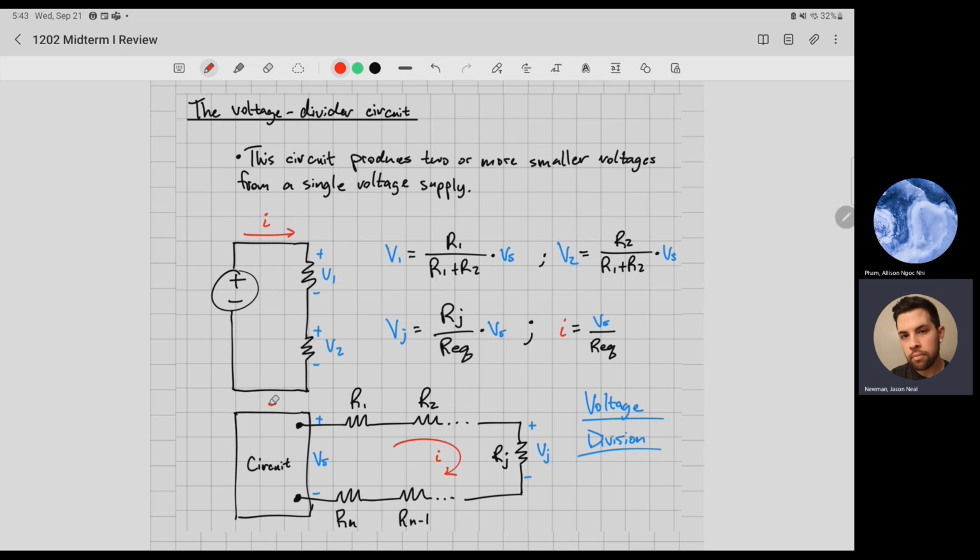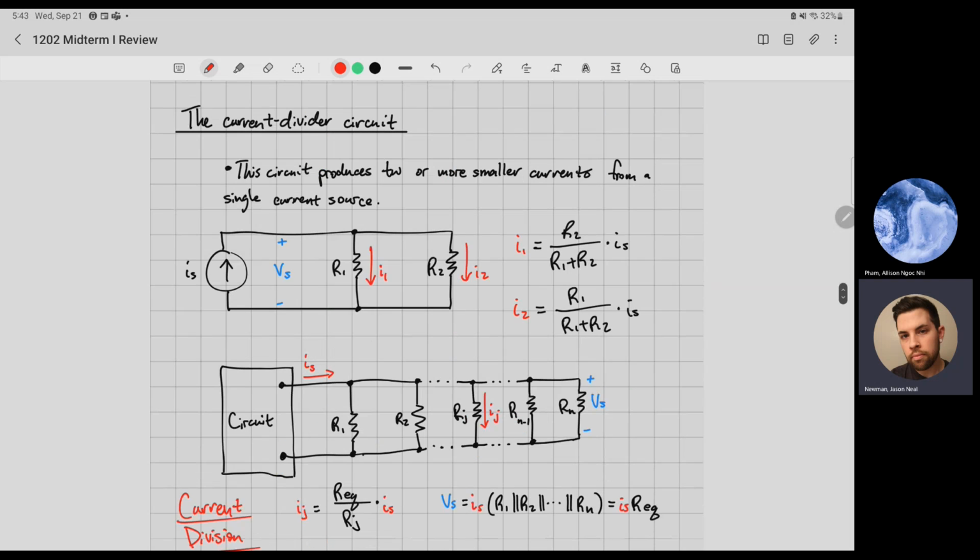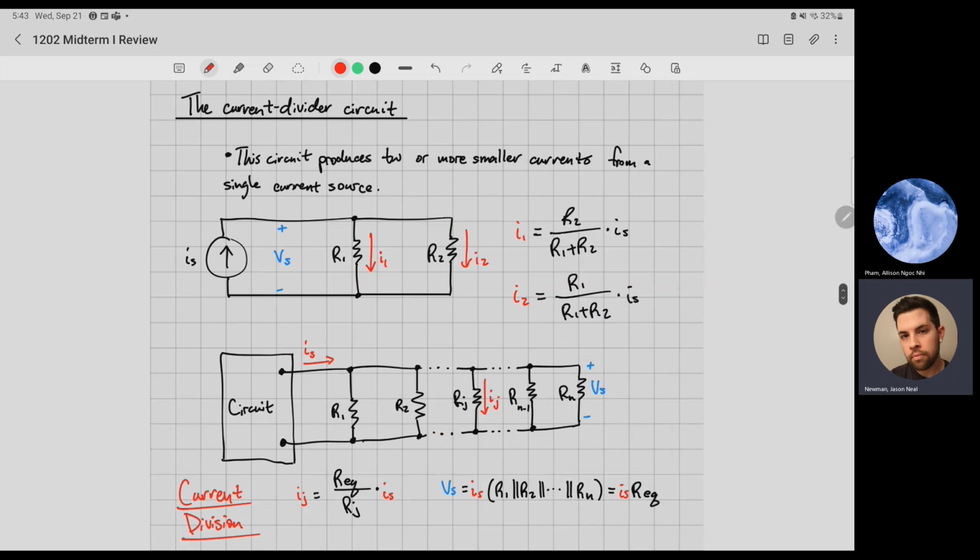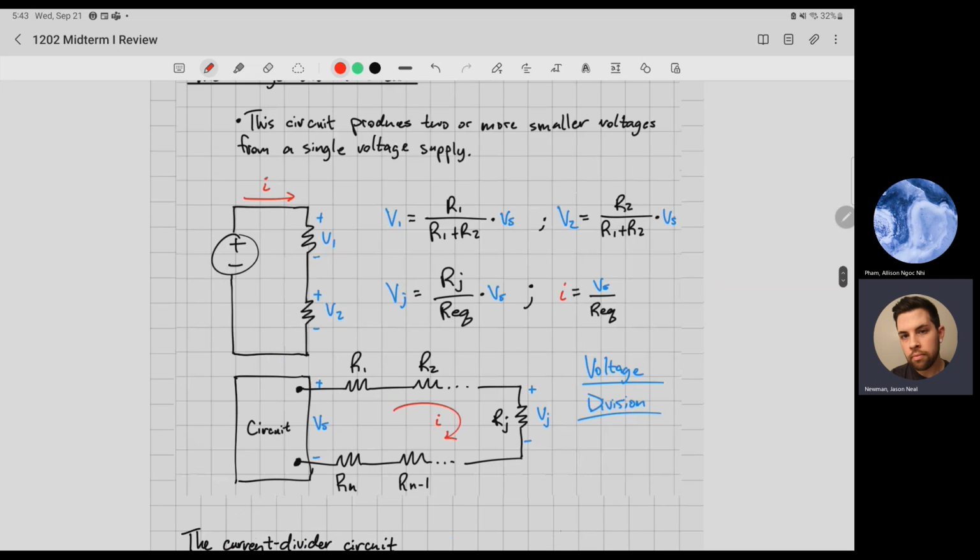Okay, so let's do the current divider circuit real quick. Has she talked to you guys about current division? Okay, so let me just quickly explain it. A current divider circuit is like the opposite of a voltage divider circuit. It's pretty much the same thing. It's as simple as the voltage divider circuit, I should say.